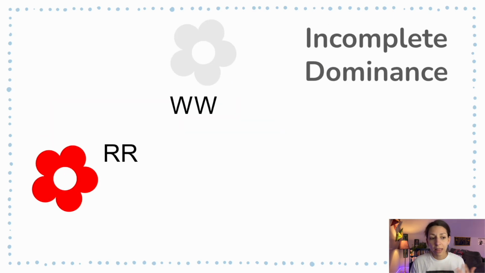So let's say that in this incomplete dominant scenario, we're going to represent red flowers with big R, white flowers with big W. Notice how these are two capital letters for both alleles. And we're using different letters too instead of R's. That would get really confusing if they were both big R's here.